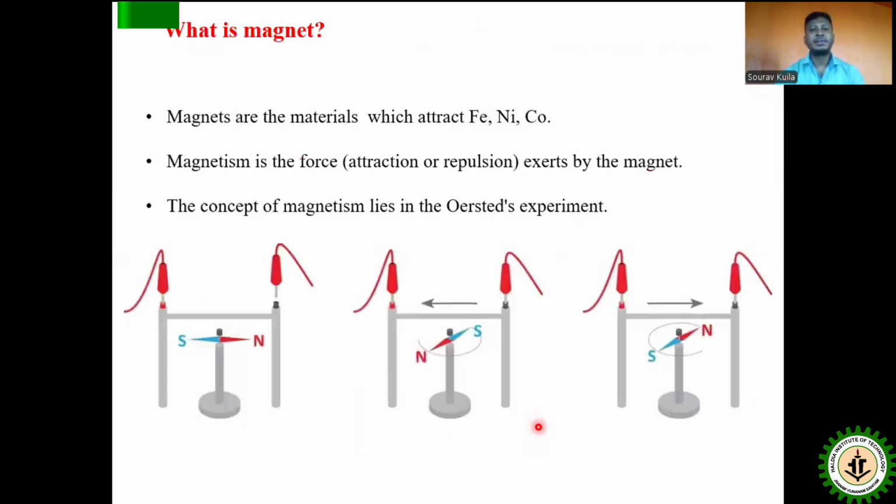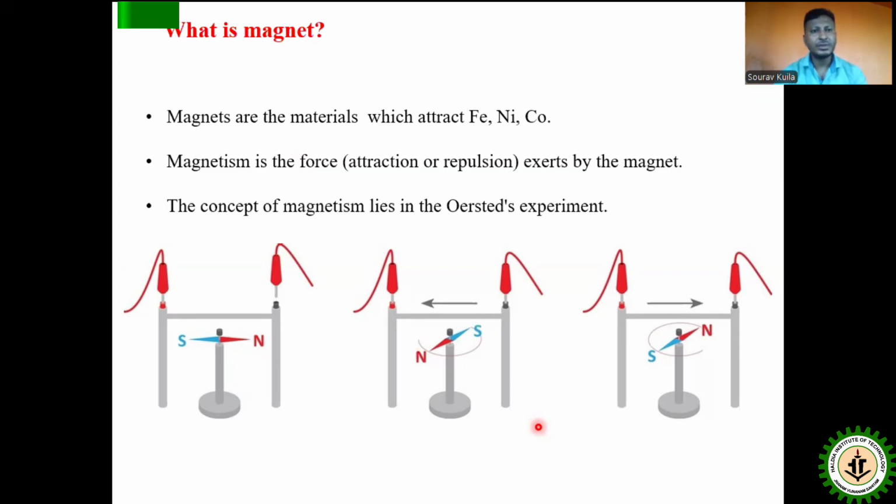So first we will see what a magnet is. All of you have some knowledge about magnets. A magnet is a specific type of material which attracts iron, nickel, cobalt, that kind of special metals. Magnetism is the force that is exerted by a magnet. A magnet usually has two poles, north pole and south pole, and the same poles always repel and the opposite poles always attract.